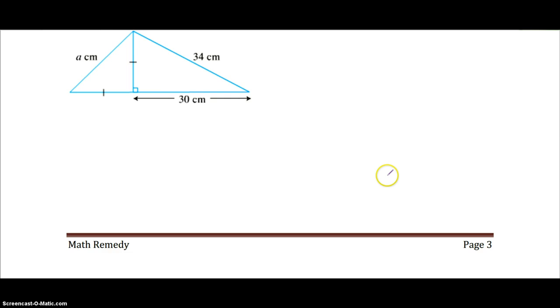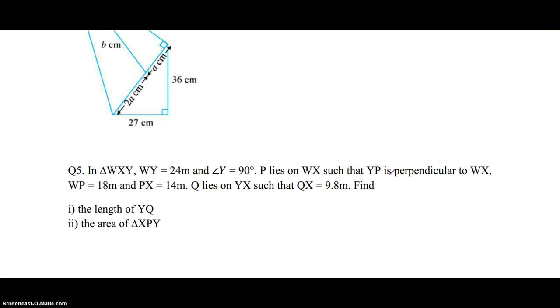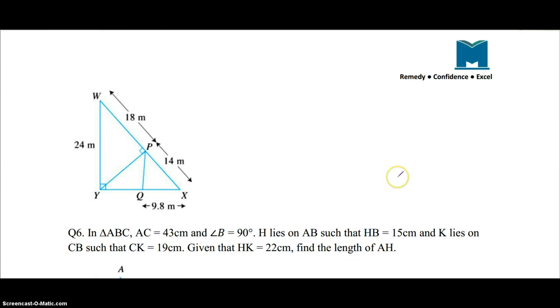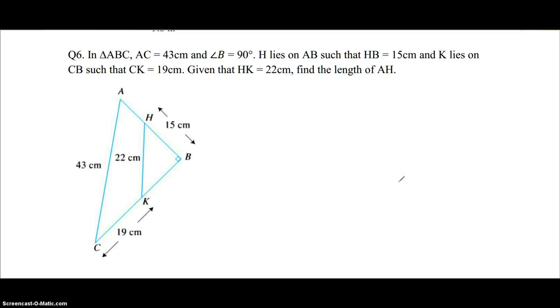Now I want to go through perhaps something more difficult, for example: ABC is a right angle triangle. AC is 43 cm, angle B is 90, H lies on AB such that HB is 15, and K lies on CB such that CK is 19 cm. Given that HK is 22 cm, find the length of AH. You're supposed to find this length.